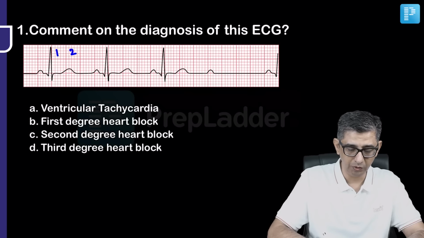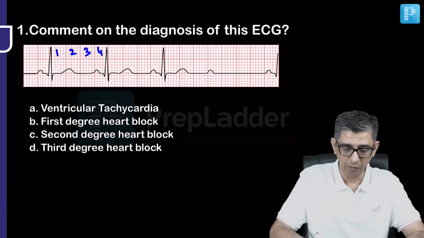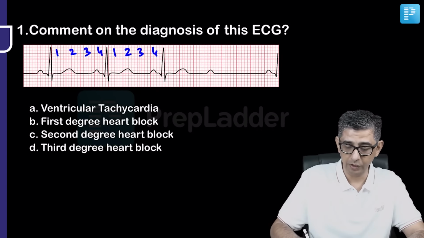Initially, I can count about three large squares between the R and the R. That will make a heart rate of 75. When I'm counting it subsequently also, I'm noticing the heart rate is 75. But then there is a bradycardia.